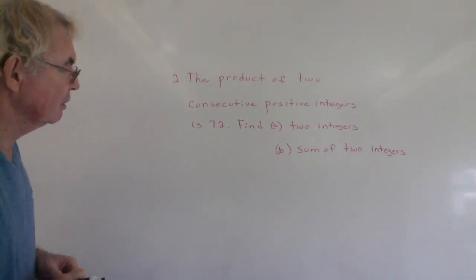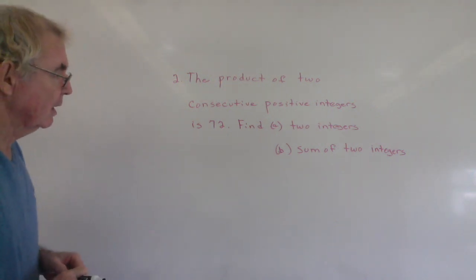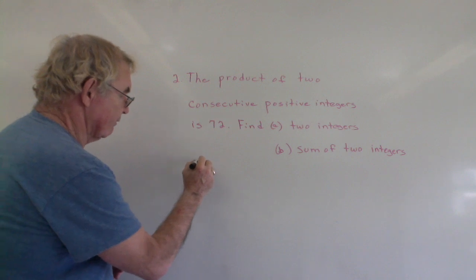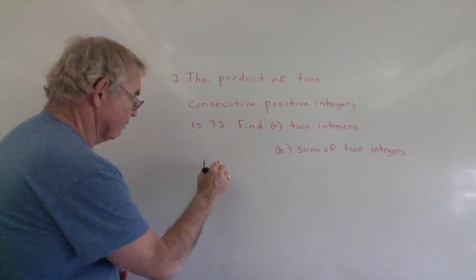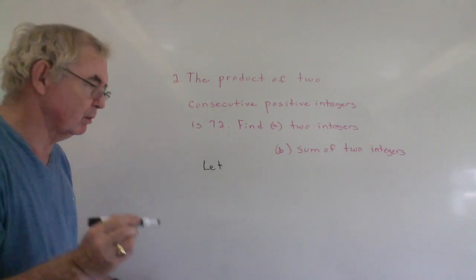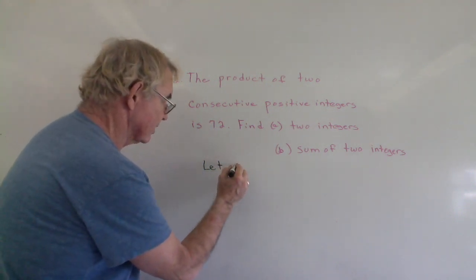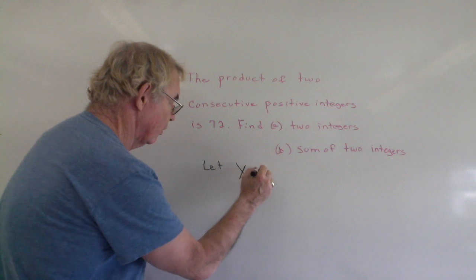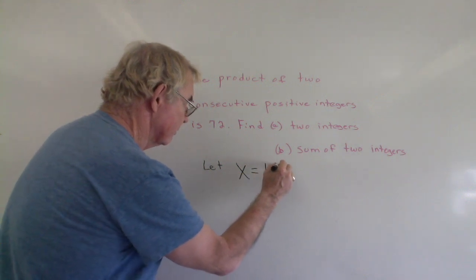So what are the two integers? What we're going to do is identify the integers as a variable. You can take your choice. You can use n, x, what have you. I will choose x. Let x equal the first integer.